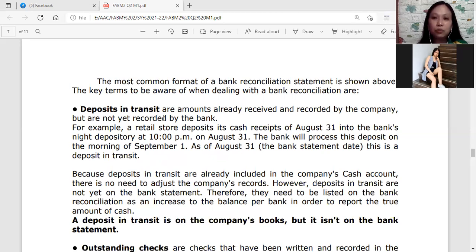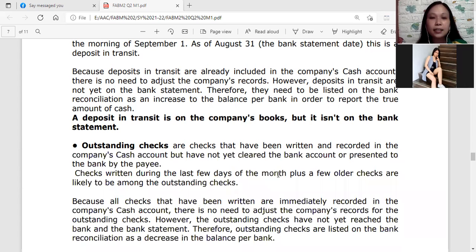It's still moving on. So, a retail store deposits its cash receipts on August 31 into the bank's night depository at 10 p.m. on August 31. So the bank processed this deposit the following day, September 1. So we call that deposit in transit.